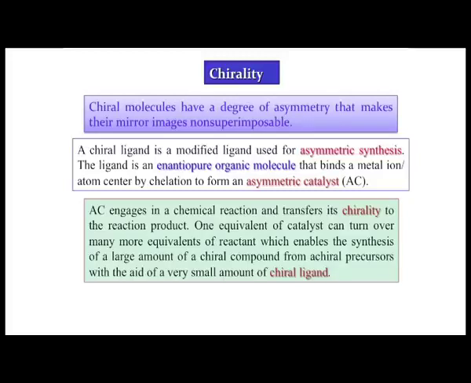So, we only need to give a very small amount of the chiral ligand, because the metal complex is being utilized as the catalyst. So, the catalytic conversion is coming from a very small use of the chiral ligand, and we are able to generate, produce or synthesize a large amount of chiral compound through this particular technique.